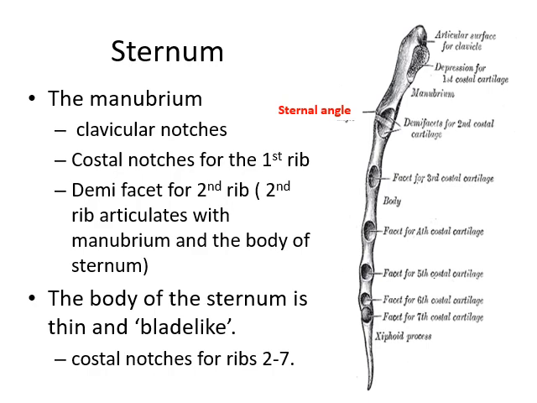Then after that, the body of the sternum has lots of small articular facets for the rest of the ribs: the third one, fourth, fifth, sixth, and finally the seventh. So there are costal notches from the second to the seventh costal cartilage on the lateral side of the sternum.